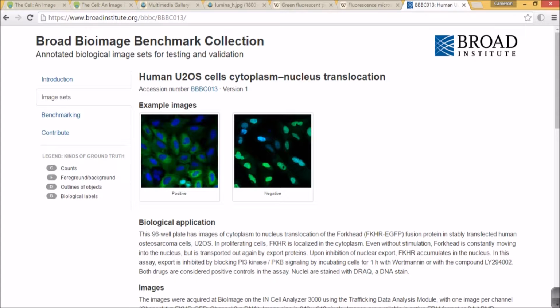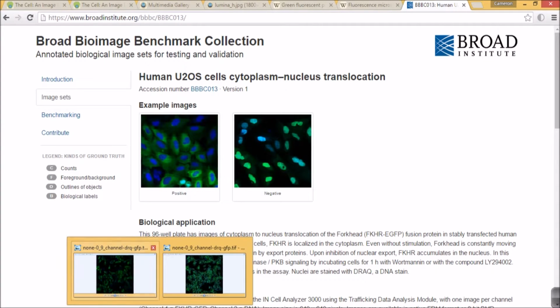Normally, forkhead moves freely between the nucleus and cytosol of the cell, as the image on the left shows. Treating cells with either of two drugs, wortmannin or LY294002, causes forkhead to accumulate in the nucleus, as the image on the right shows. We can look at the two images and recognize a difference, but the images also provide even more information.